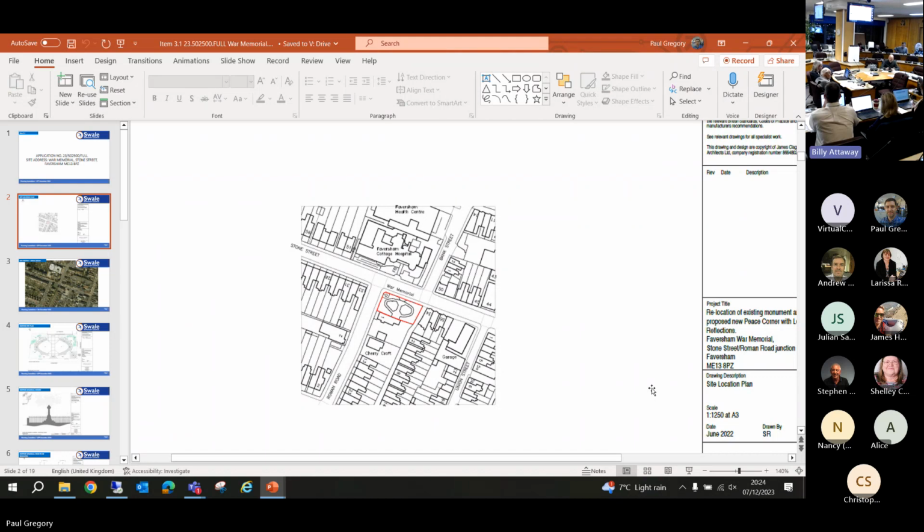Okay. So this is an application for planning permission and listed building consent. The planning application covers the following.